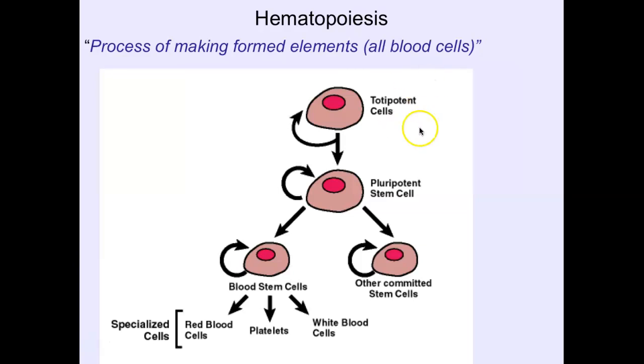So this cell has the potential to become any cell in the body. It can become a neuron or an adipose cell or a muscle, it doesn't matter. So this total potential only lies really within the embryo. So when you're a fertilized egg, a zygote dividing and creating an embryo, those cells have total potential to become anything in the body.